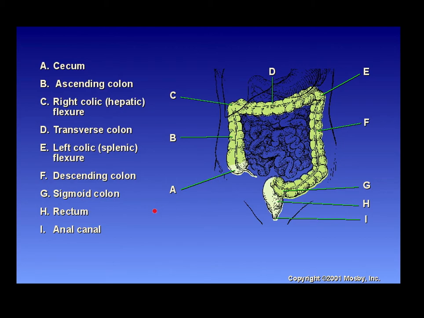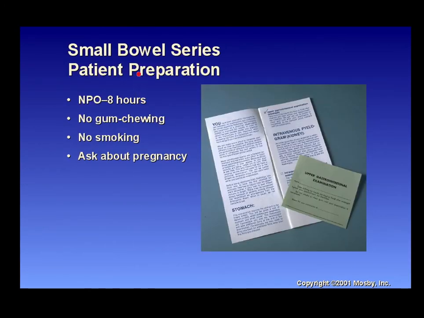So review your anatomy here, know how it goes. By now you should all be familiar with it, that you have the cecum, and then you have the ascending colon to the right colic flexure or hepatic flexure, to the transverse colon, to the left colic flexure or the splenic flexure, the descending colon to the sigmoid colon, to the rectum, and then finally to the anal canal. So make sure that you know those, review it if you need to.